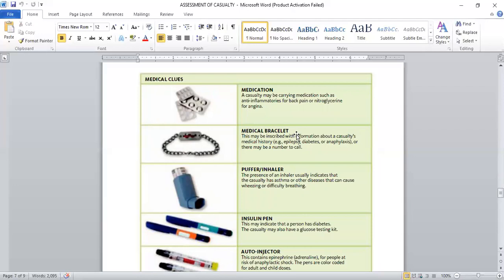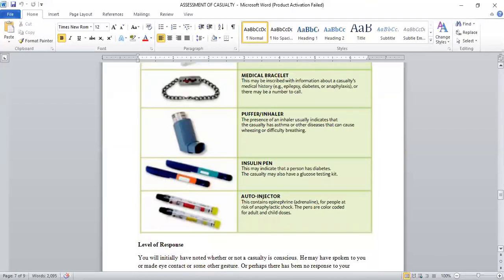Medical bracelets, we have people who wear them to show that they are suffering from a certain disease. And then this is an inhaler. We also have an insulin pen for diabetics. This is something you may see in their bag.